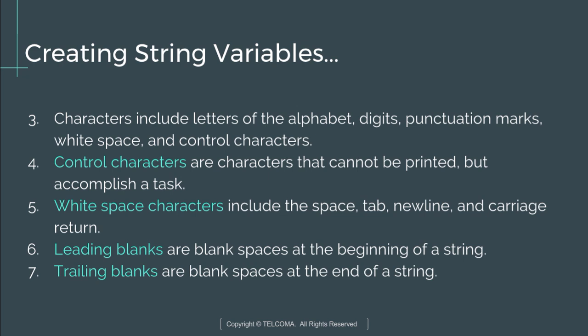Characters include letters of the alphabet, digits, punctuation marks, white space, and control characters. What are control characters? These are characters that cannot be printed but accomplish a task. White space characters include the space, tab, new line, and carriage return. Leading blanks are blank spaces at the beginning of a string, and trailing blanks are blank spaces at the end of a string.